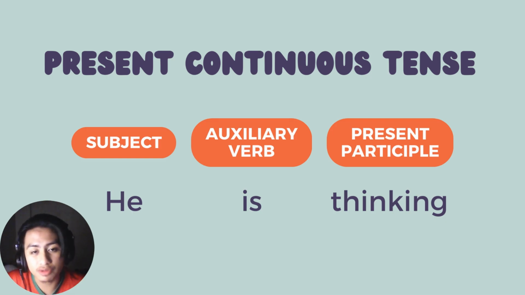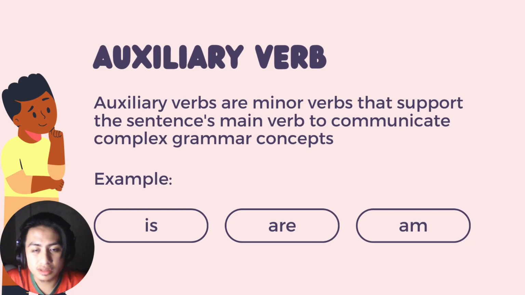So now let's move on to the auxiliary verb. So to recap, what is auxiliary verb? So auxiliary verbs are minor verbs that support the sentence's main verb to communicate complex grammar concepts, such as is, are, and am. So we will later find out how do we use the auxiliary verb. How do we use the right one?